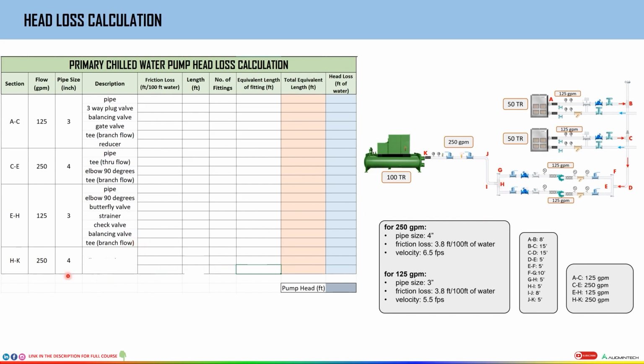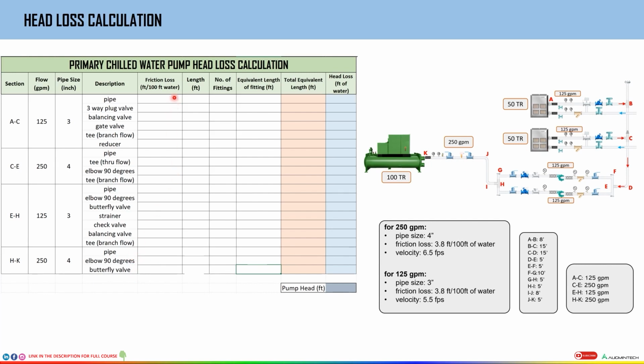Okay, now let's talk about the section H2K. In H2K, from here to here, what do we have? We have the pipe. We have the elbow over here and here, and then we have the butterfly valves. So the pipe, the elbow, and the butterfly valve. So these are the components in the respective sections of the pipe.